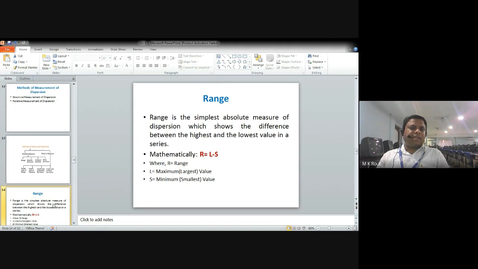I repeat, range is the simplest absolute measure of dispersion, which shows the difference between the highest and lowest value in the series, whether it is an individual series, discrete series, or continuous series. The formula for range is R = L - S, where R stands for the range, L stands for the maximum value, and S stands for the minimum value, that is the smallest value. Just note down. Then we proceed to examples.